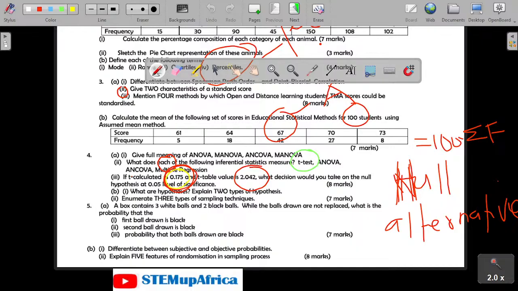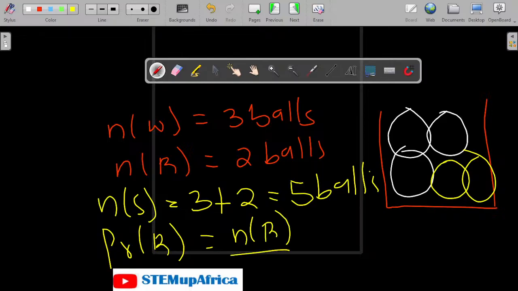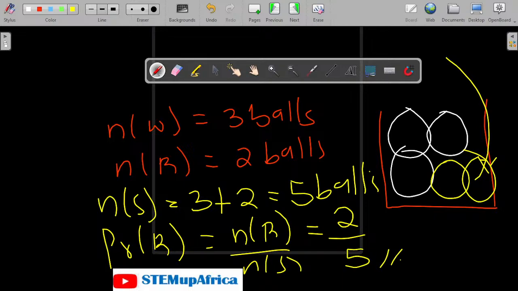So with this now, can I answer the question? Question number 1: what is the probability that the first ball drawn is black? So the probability of black, P(B), is the number of black balls over the sample space. That means you take one ball. How many black balls do we have? It is 2 over what? 5. That's the probability of a black ball, which is 2 over 5.